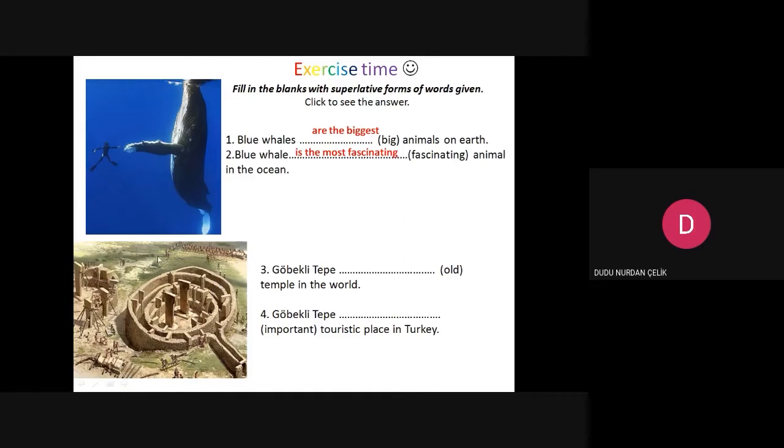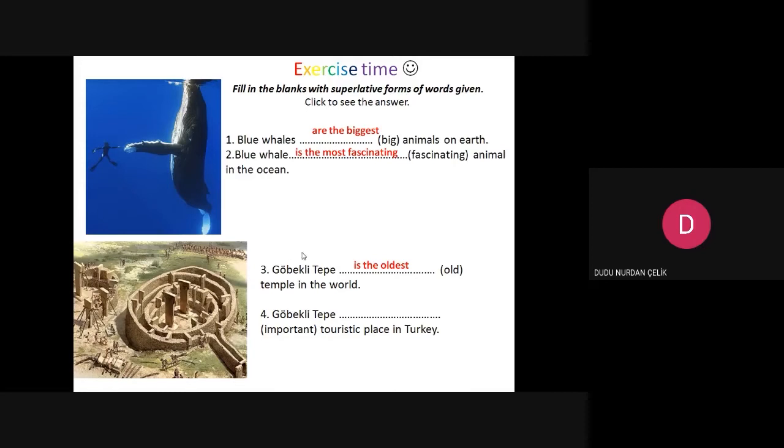I'm sure now you all know about Göbekli Tepe in Urfa. And we can say there are a lot of temples in the world. Göbekli Tepe is one of the old temples, and also we can say Göbekli Tepe temple is the oldest temple in the world. There is no other temple as old as Göbekli Tepe. Others are old, but Göbekli Tepe is the oldest.